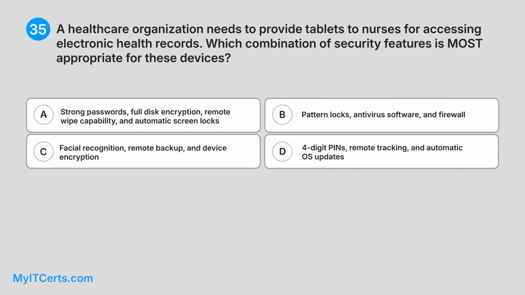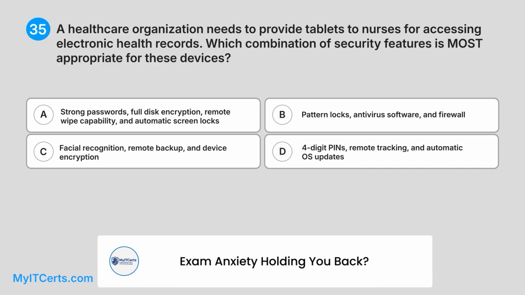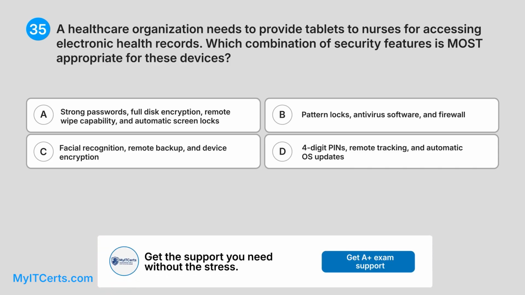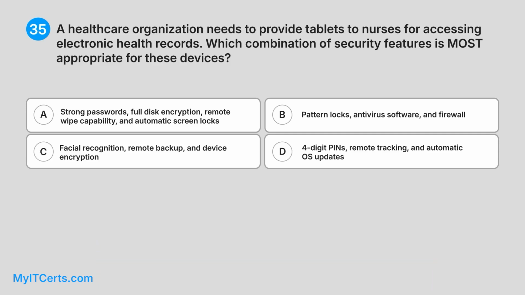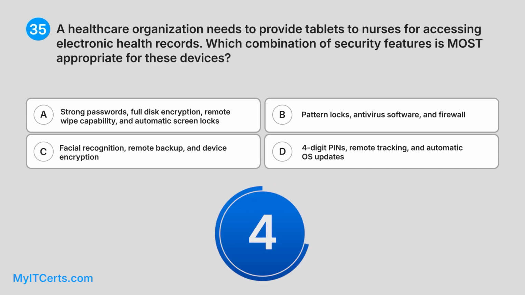35. A healthcare organization needs to provide tablets to nurses for accessing electronic health records. Which combination of security features is most appropriate for these devices? A. Strong passwords, full disk encryption, remote wipe capability, and automatic screen locks. B. Pattern locks, antivirus software, and firewall. C. Facial recognition, remote backup, and device encryption. D. 4-digit PINs, remote tracking, and automatic OS updates. What do you think is the answer?